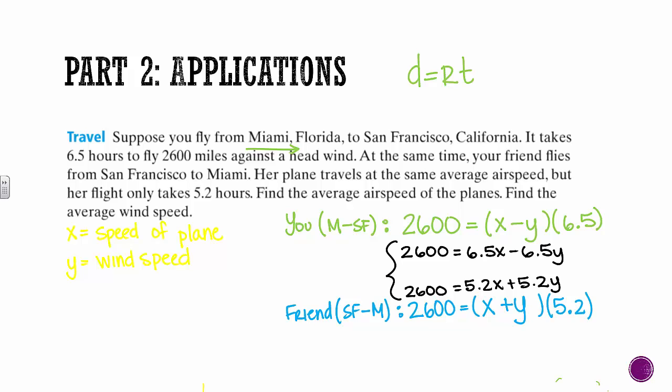And then it doesn't matter how you solve this. You can use substitution, you can use elimination. I would go through and either clear my decimals, multiply everything by 10, or just deal with the decimals as we go. But just like before, I'm going to have you solve this one all on your own.